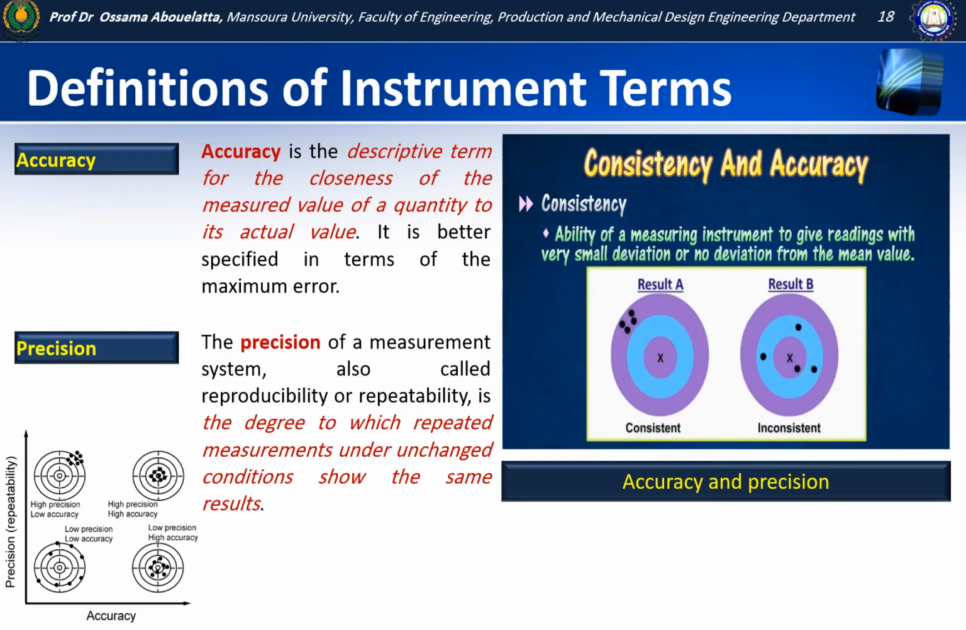Consider two sets of gunshots on a target. Results A are closely clustered together. It shows that repeated measurements give very small deviation. We say that the measurements are consistent.